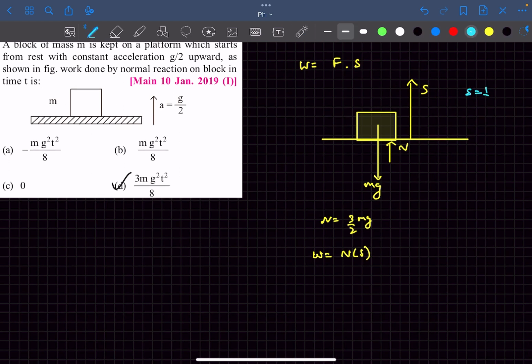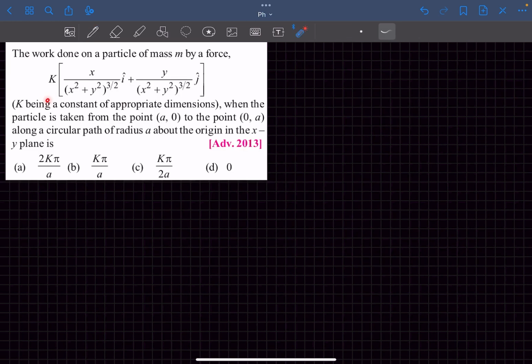So s as a function of time will be half times g by 2 times t square. Now all we have to do is substitute, and we'll get the answer as 3 by 8 g square t square. So option D will be the answer. Okay, so moving on to the next problem.